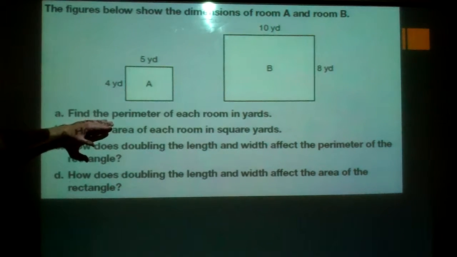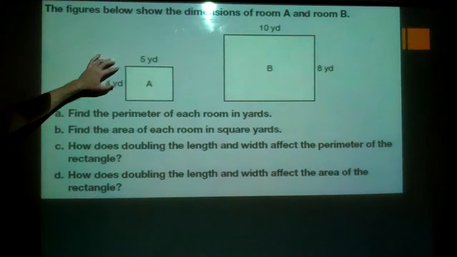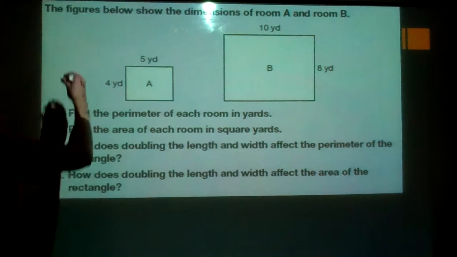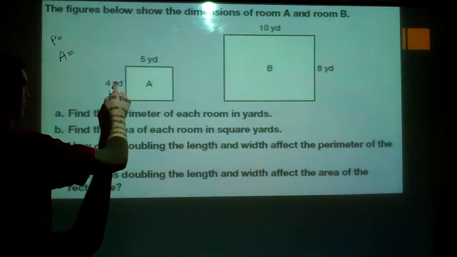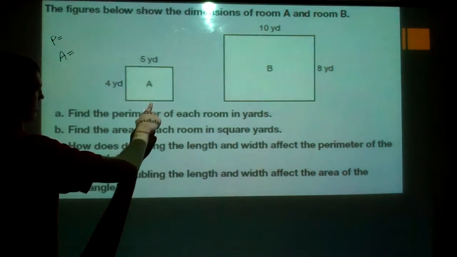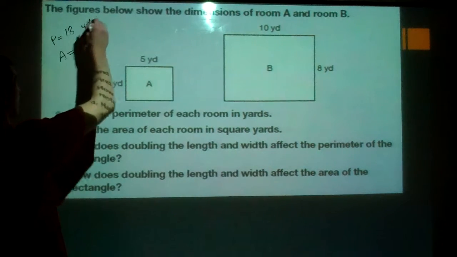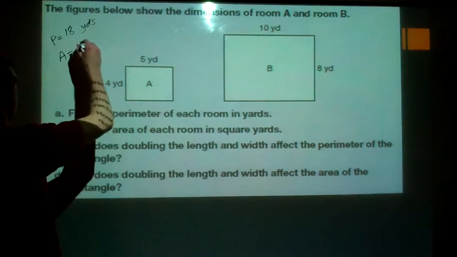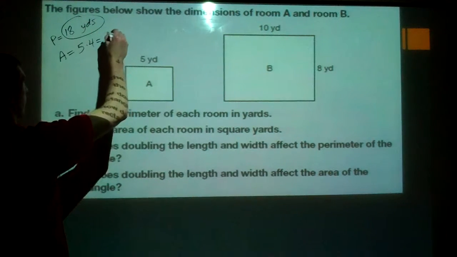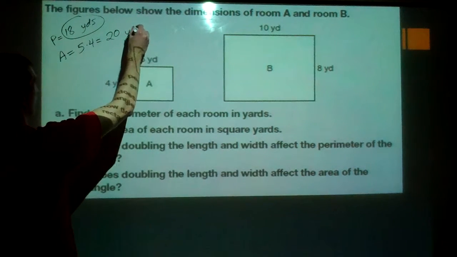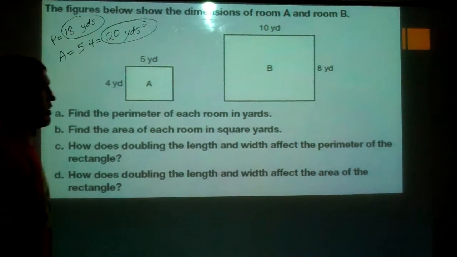Find the perimeter of each room in yards. Well, we already found this one. This was the first problem we did with the 5 by 4, but we'll do it again. Perimeter here: 5 plus 4 is 9, plus 5 and 4 is another 9, and we get 18 yards. Area, 5 times 4 equals 20 yards squared.